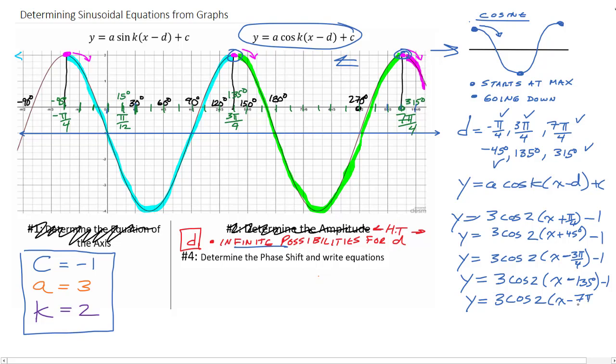All right, might as well finish it since I'm going here. So there we go. There are some possibilities, right? What do we have here? 3 cos 2(x minus 315, oops, 315 degrees) minus 1. All right, getting a little sloppy there, but there you go. So lots of possibilities, right?